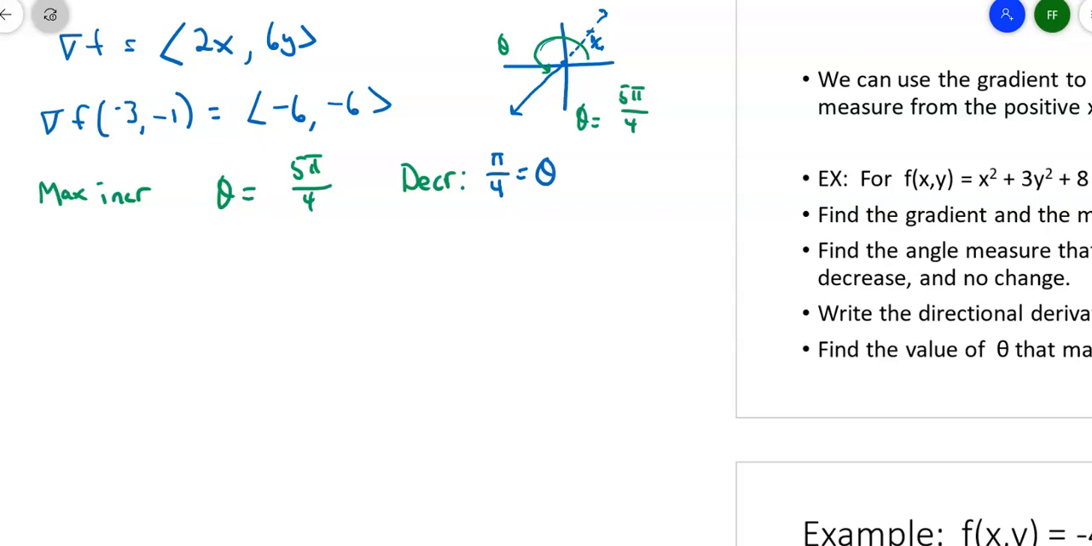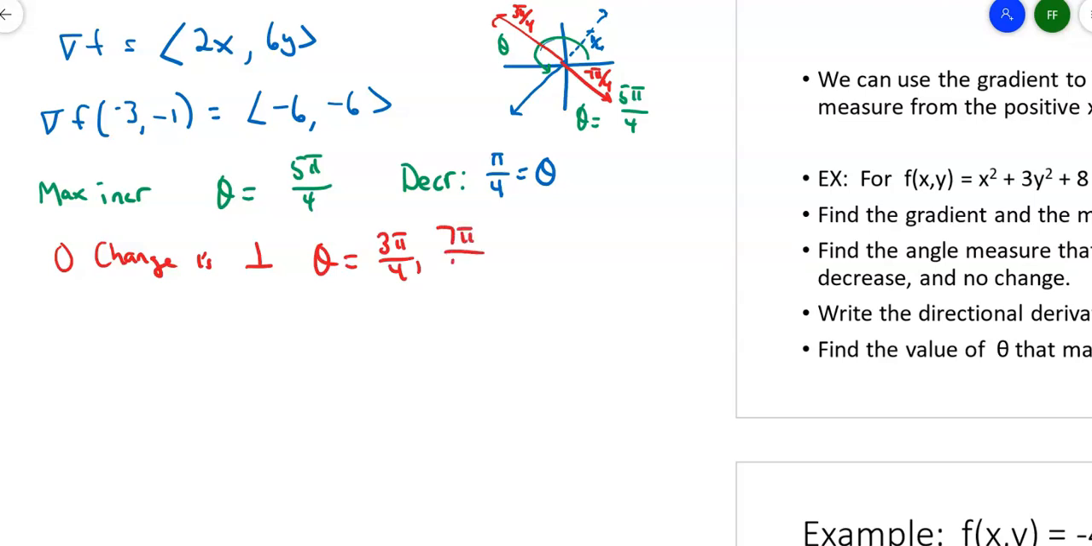If you want zero change, it is perpendicular to both of them. So perpendicular to both of them would be coming out this way or down that way. So this guy up here is 3 pi over 4. This guy down there is 7 pi over 4. So no change would be theta equals 3 pi over 4, 7 pi over 4.